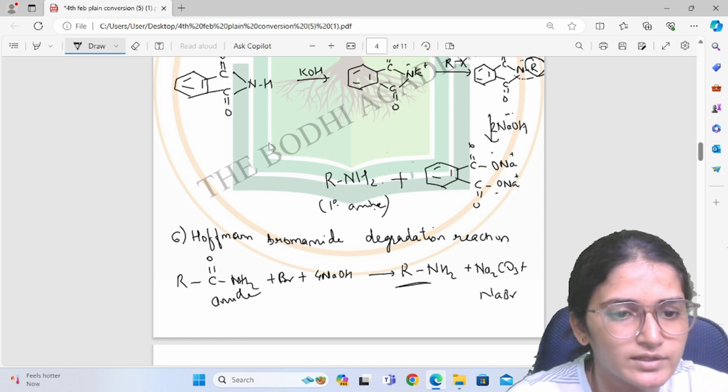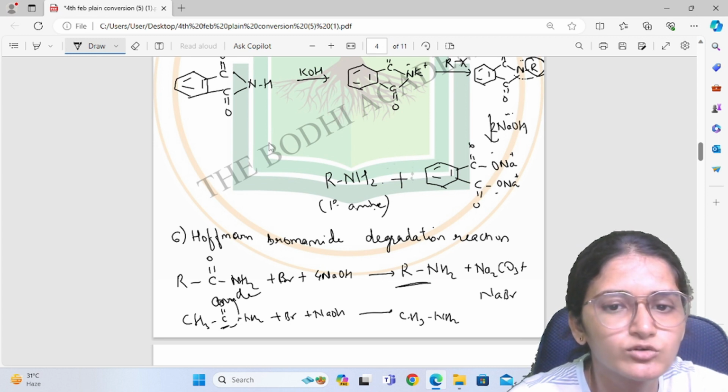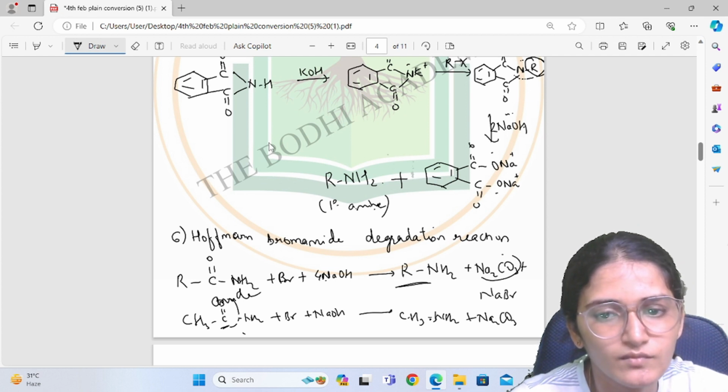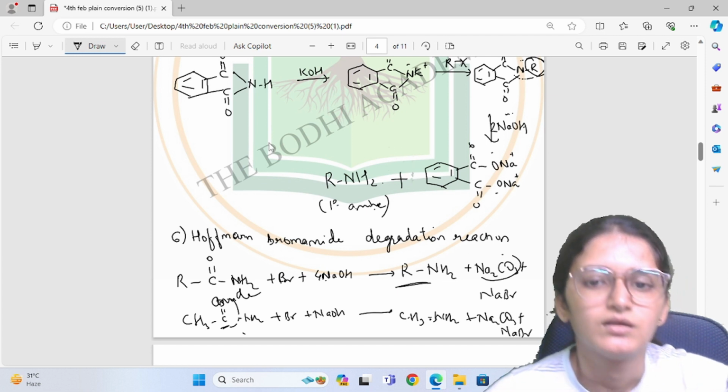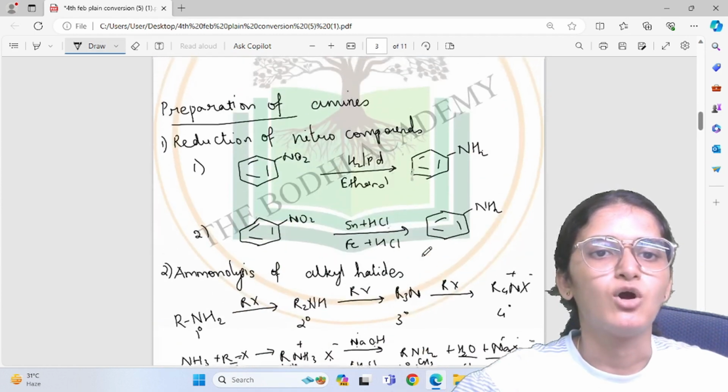If I take the example CH3C double bond O NH2 plus Br2 plus NaOH, then I will get CH3NH2. This carbonyl group combines with sodium to give sodium carbonate. So if we take ethanamide, we will get methanamine. If you take propanamide, you will get ethanamine. This way we will get the product. These are the side products, and with this we finish the preparation methods of amines.